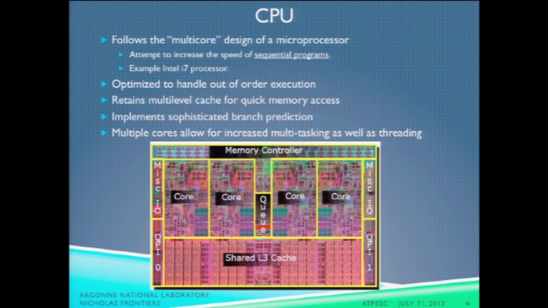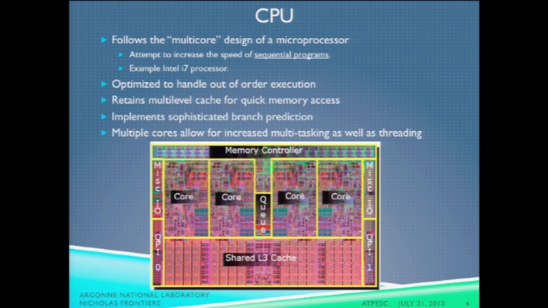What is a CPU, right? A CPU typically follows what we call the multi-core design of a microprocessor, right? And it's an attempt to increase the speed of sequential programs, right? And there's a lot of nitty-gritty great things that go into CPUs that allow you to run sequential programs extremely fast, right? Out-of-order execution, branch prediction, a bunch of other stuff that you've probably heard a lot of or will hear a lot of this week.